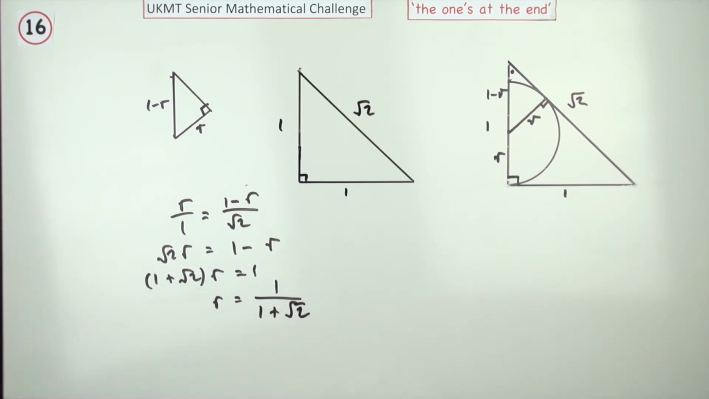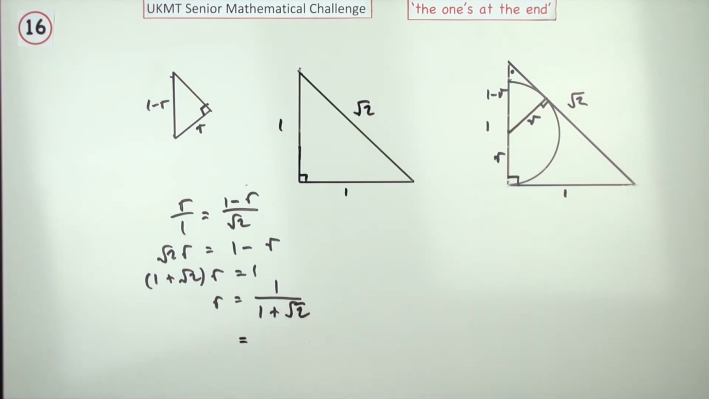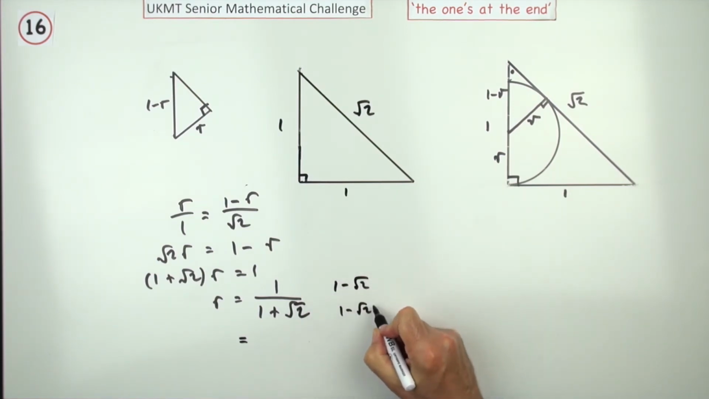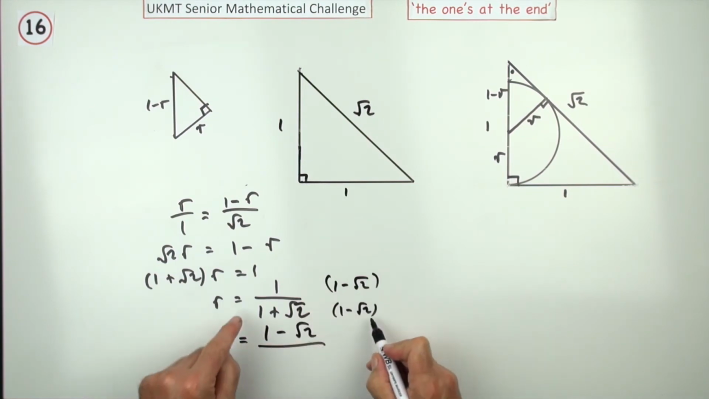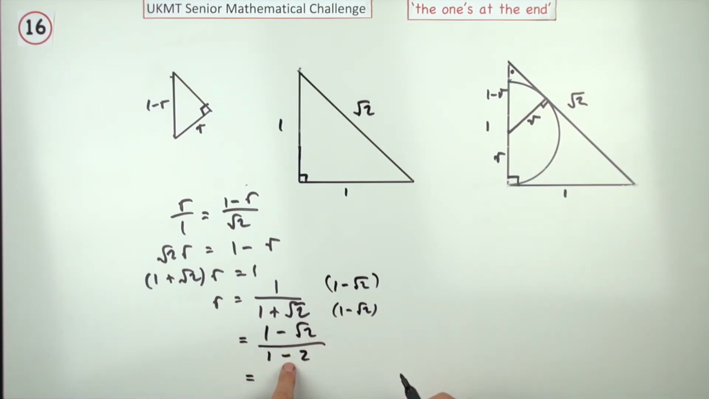That would be the answer, except you need to rationalise that denominator. And of course, to do that, you'd multiply the top and the bottom by the conjugate of this for the difference of two squares, which is 1 minus root 2. Well, obviously the top becomes 1 minus root 2, and the bottom becomes the difference of two squares, so that's going to be 1 squared minus root 2 squared. That's negative 1. That'll reverse that subtraction to root 2 minus 1, so there's your answer.